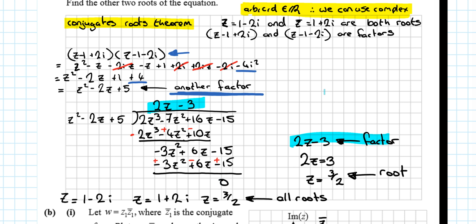Add 3 to both sides. Remember, we're basically saying that it's 2z minus 3 is equal to 0. So we're adding 3 to both sides and then dividing both sides by 2 to get z on its own. So this is the root. And it's really nice to finish it off by just writing out your answer. All 3 roots together then.